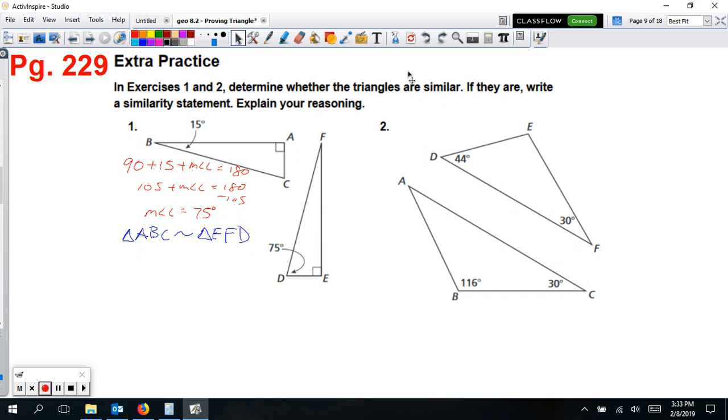And then we want to look at why. What's the reason? The reason is just by the AA similarity theorem.